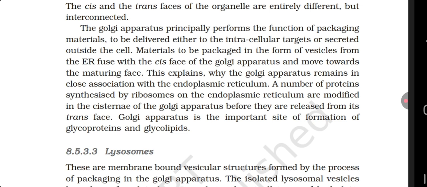A number of proteins synthesized by the ribosomes on the endoplasmic reticulum are modified in the cisternae of the Golgi apparatus before they are released from its trans phase. The Golgi apparatus is an important site of the formation of glycoproteins and glycolipids.